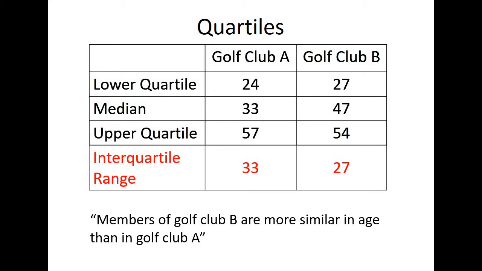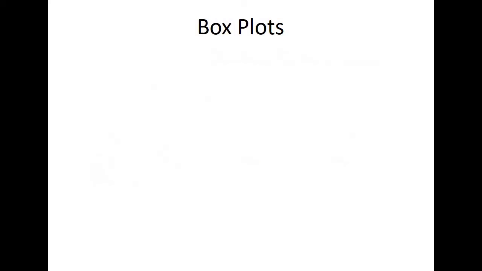So you would say members of Golf Club B are more similar with an interquartile range of 27 compared to Golf Club A, which has an interquartile range of 33. So don't forget to use mathematical language and support it with numerical values.